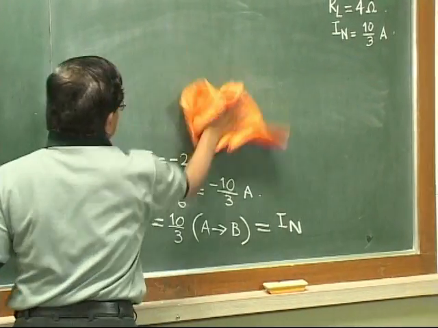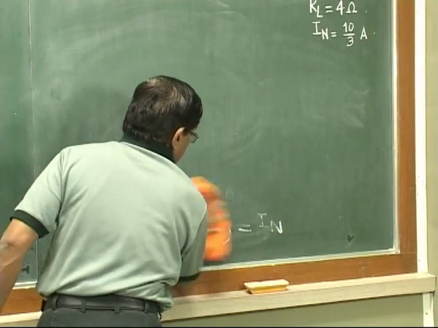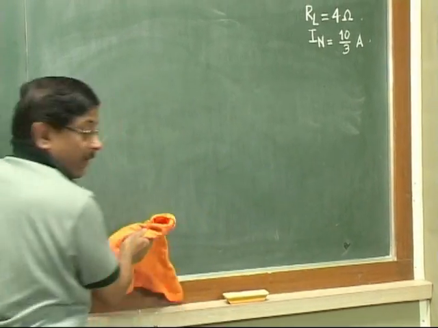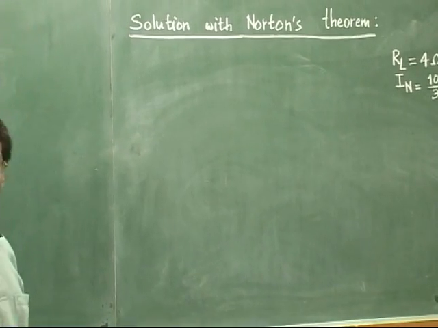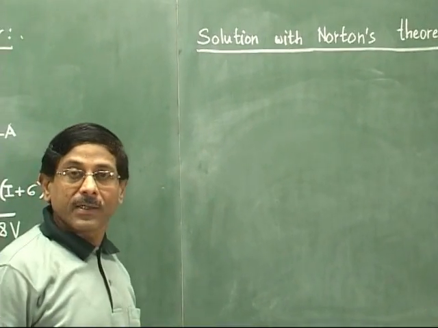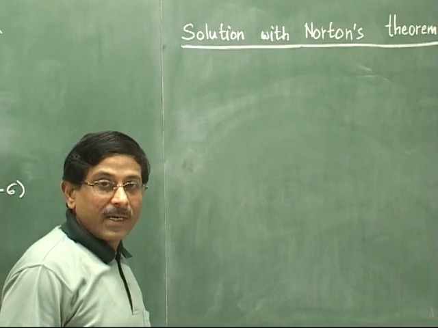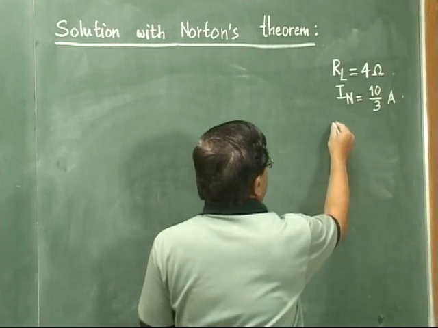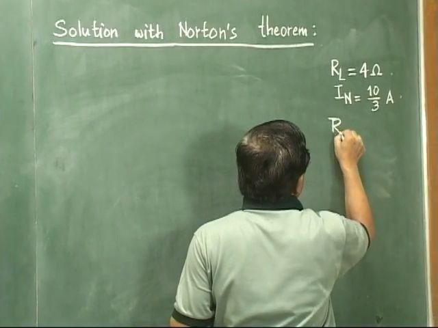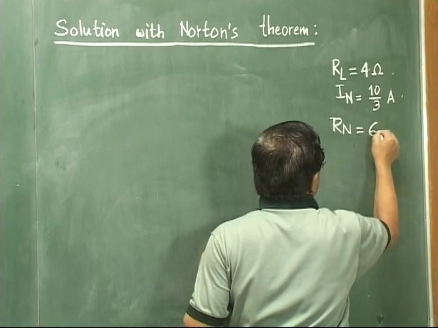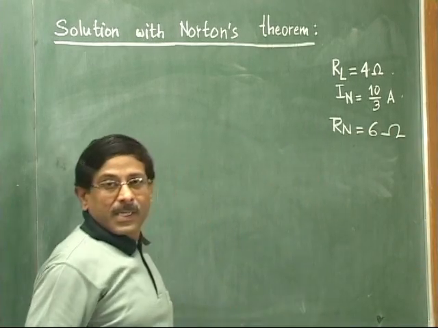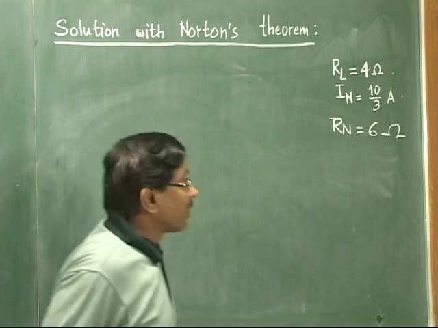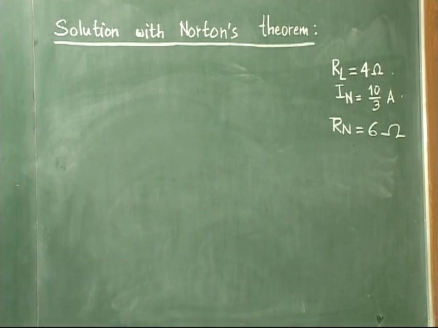So let us do the final solution here. We know that we had got the value of RTH as 6 ohm while we were solving with Thevenin's theorem. That means we know the answer, that Rn must be equal to 6 ohm, because we will not repeat the same procedure since we have solved the problem earlier. So all the three values we have got.